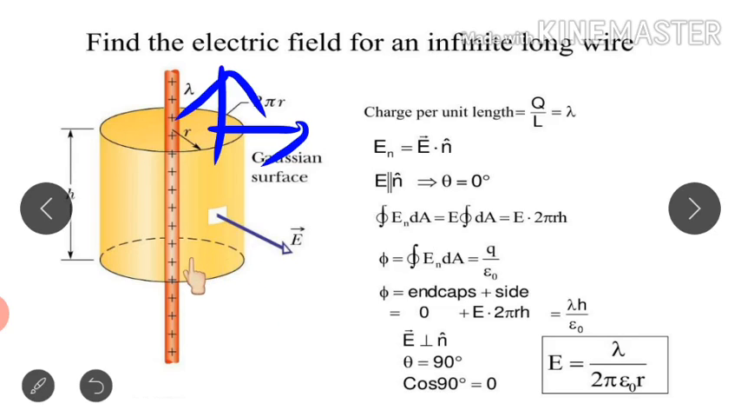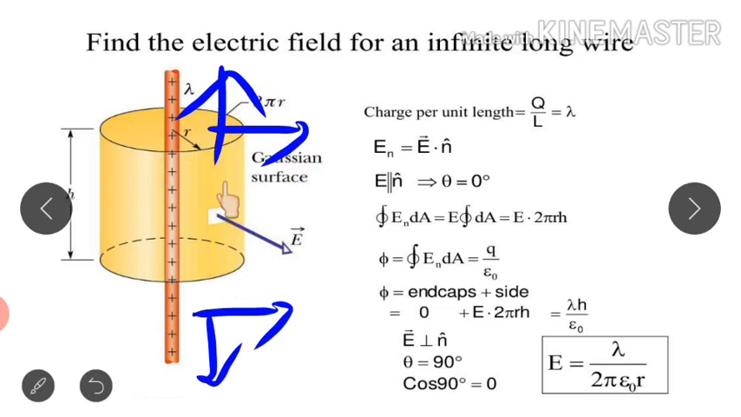If I talk about this part, in this part also the direction of the electric field will be in this direction, and the direction of the area vector will be in this direction. So again theta is 90 degrees over here, cos 90 is 0, and if cos 90 is 0, flux will be 0. It means the flux for this particular region will be 0. So for both these parts, flux will be 0.